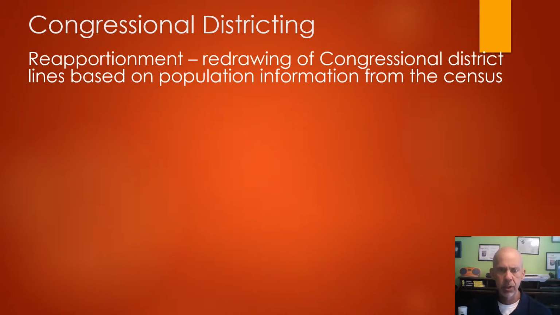In this module, we'll be discussing the basics of congressional districting. In particular, we're talking about the House of Representatives and some basic elements around that. First of all, a little textbook definition: reapportionment, the redrawing of congressional district lines based on population information from the census. So one quick takeaway is please make sure you participate in the census.